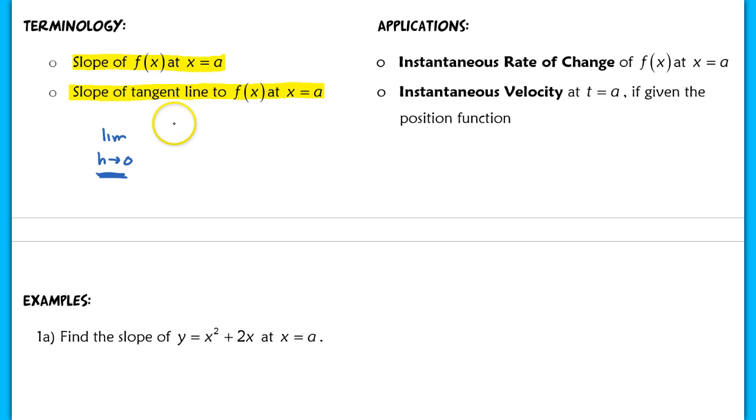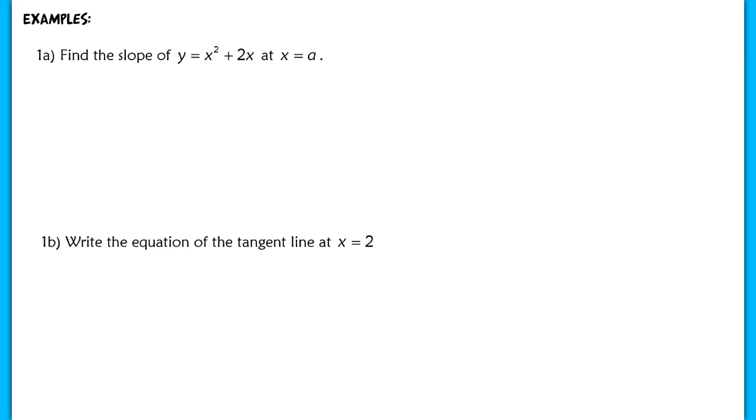So the limit as h approaches 0 of your difference quotient, f of x plus h minus f of x over h. After you evaluate this limit, you can say that it's either the slope of your function at that specific value or the slope of your tangent line to your function at that specific point. And we'll definitely get into some application problems. We're going to talk about the instantaneous rate of change and the instantaneous velocity in our next lesson. Okay, let's start with some example problems.